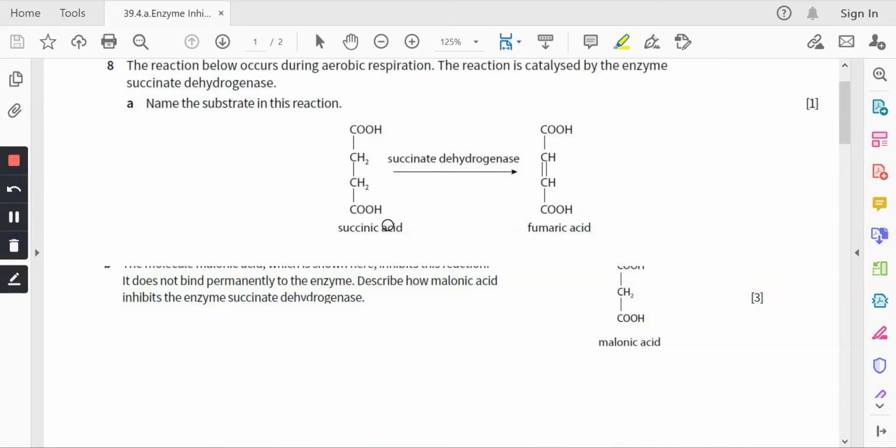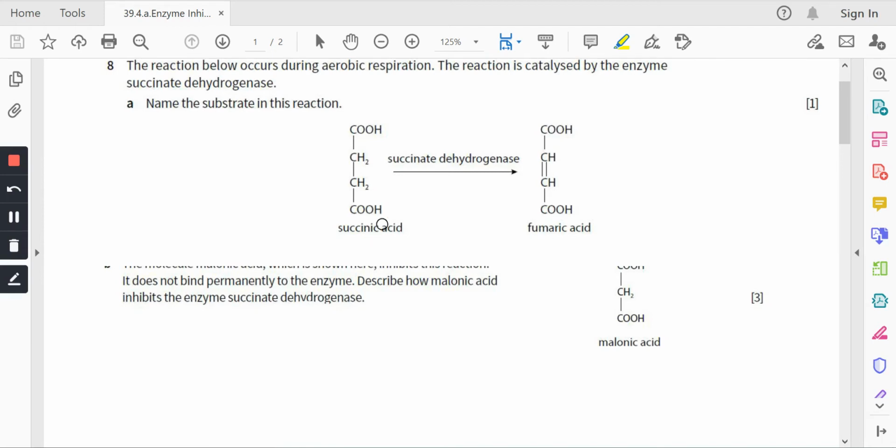Okay, hi everyone. We are on 39.4 where I'm going to solve a question from enzyme inhibition. This is a question taken from the end of the chapter of your Mary Jones textbook. I've taken question number 8 as a sample question and I'm going to solve it. Before I start solving, I want you also to be ready with your notebook so that you can also read the question along with me and solve with me.